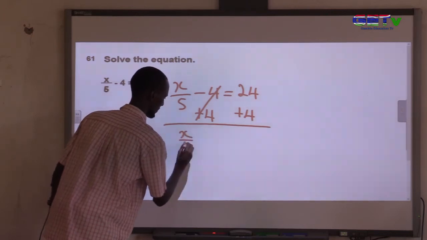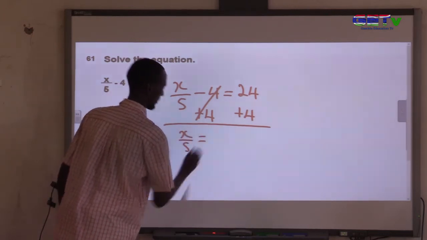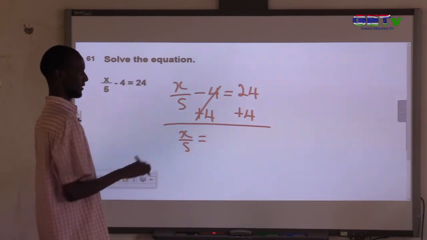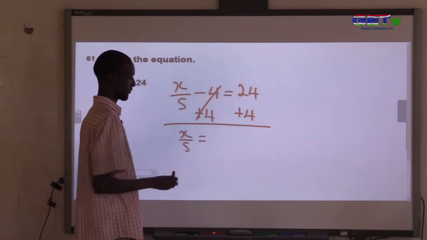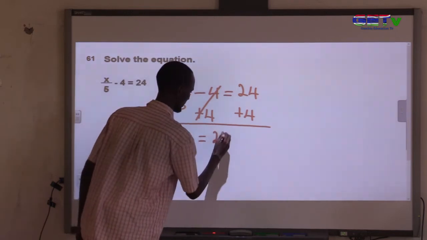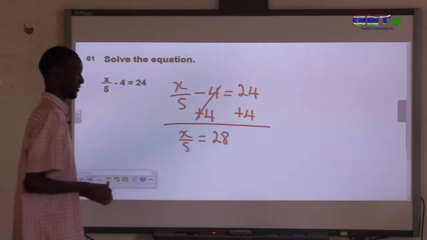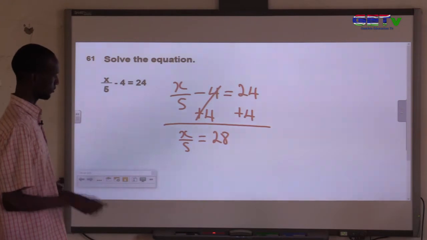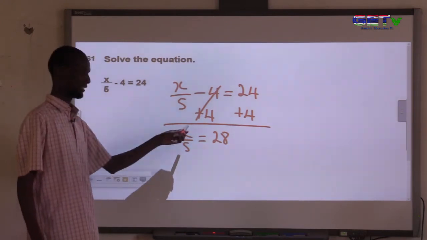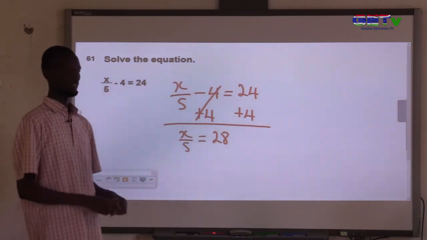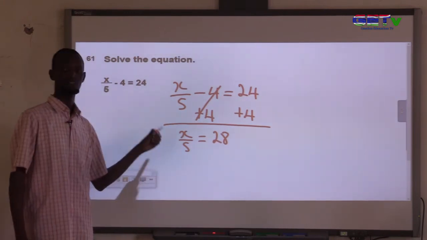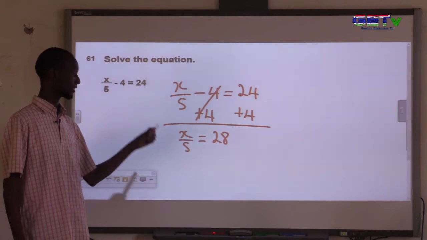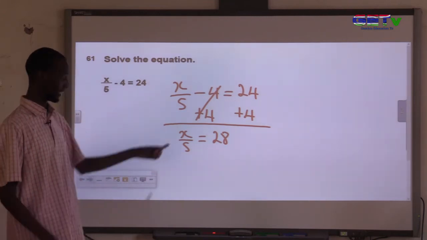x over 5 equals, if you add 24 and 4, 24 plus 4 should give us 28. So now that gets us to x over 5 is equal to 28. Still, our question is not solved because our variable is not alone on one side. There's still a 5 there.